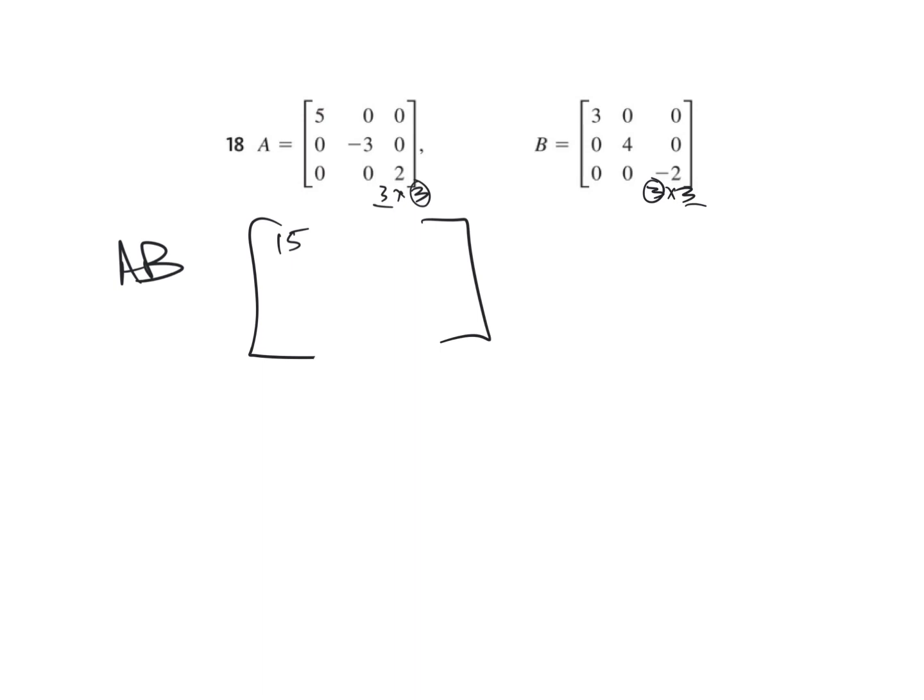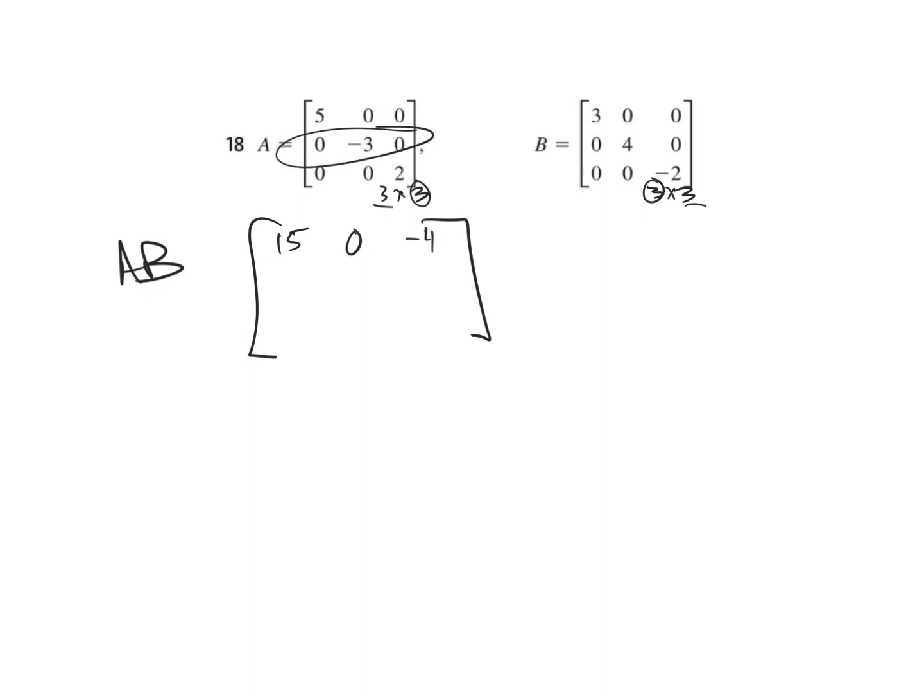Okay. So what do we get? That's 15. Now the first row times each of the columns. So the second column we get 0, 0, and 0. And the third column we get 0, 0, and negative 4. So I took this times each column. Okay. Now I'm going to do the second row times each column.